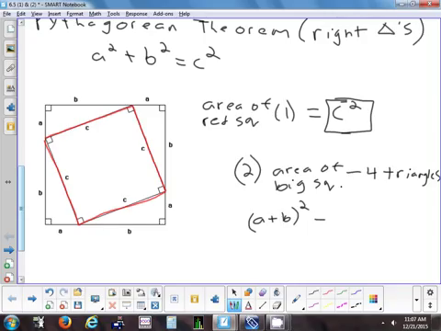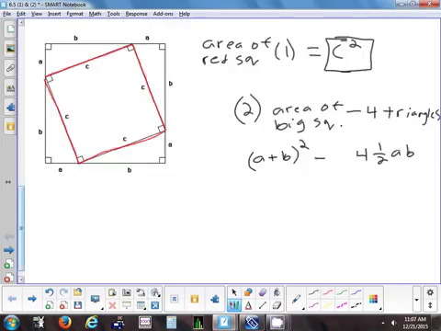And now, what's the area of one of these triangles? Yeah? Of 1? Yeah, just one of them. 1/2 A times B. 1/2 A times B. And they're all congruent. How many of them do we have? 4. We have 4. All right.